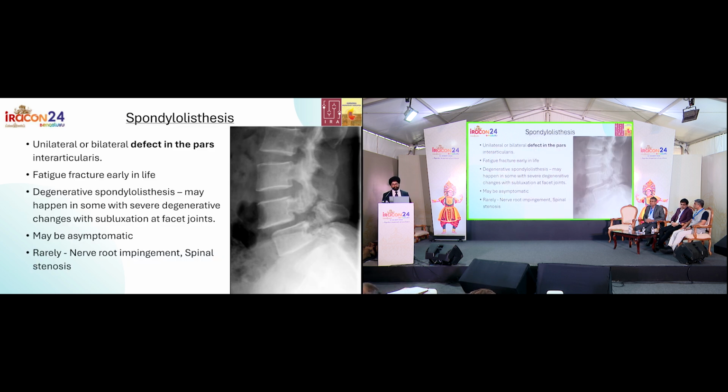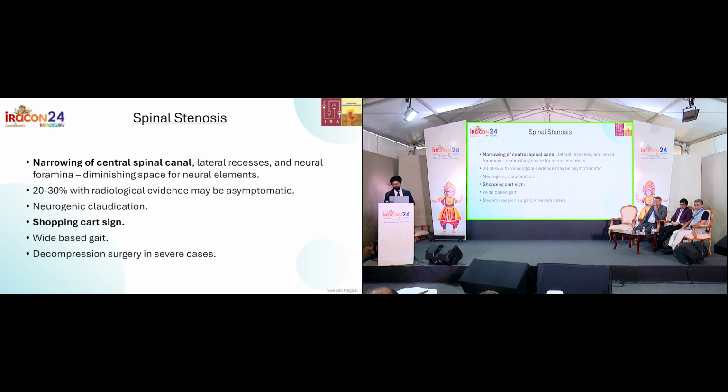Okay, so spondylolisthesis is caused by a defect in the pars interarticularis, where one of the vertebrae moves ahead of the vertebra below it. It can happen early in life due to fatigue fractures. Runners can have it, but it can also happen in the elderly with degenerative spondylolisthesis. It may be asymptomatic. You might do an X-ray for something else and find it, but if it's very severe, it can cause nerve root impingement and spinal stenosis. The spinal stenosis is caused by narrowing of the central spinal canal, which compromises the neural structures, and 20 to 30% again, maybe radiologically you must have done an MRI for something else. Spinal stenosis is found on MRI, the patient has no symptoms, you don't need to treat it.